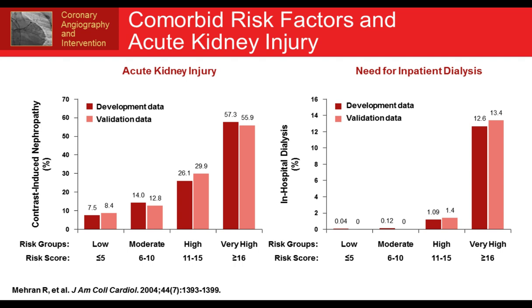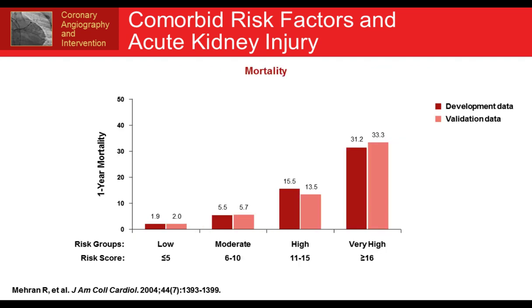Similarly, on dialysis, for the low-risk patients, on the right panel, dialysis risk was low with the low risk, and obviously rose very significantly in the very high-risk people, exceeding 12%. So these data were revolutionary, and they were further augmented by the fact that if you had acute kidney injury in the Mehran study, your one-year mortality was increased.